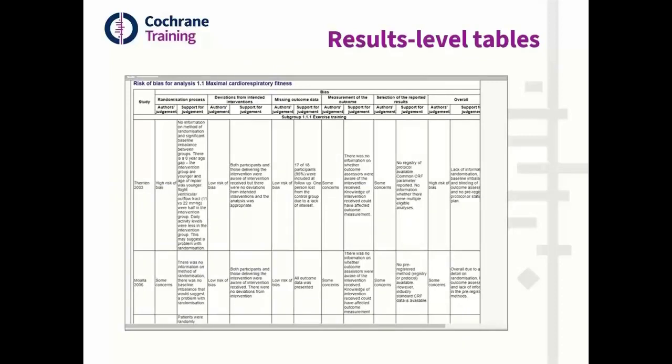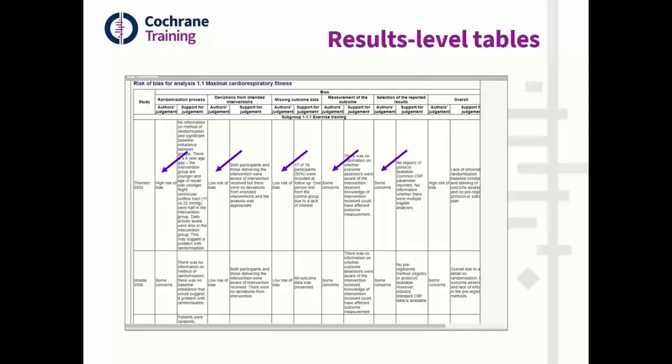Very quickly, in terms of presenting RoB2 within your review, we'd like to see the results level tables to be completed fully. So we'd want every cell of the table to be filled in. And I think in RevMan Web now, there's some validation errors that will pop up if you haven't done this. So this one is correctly completed.